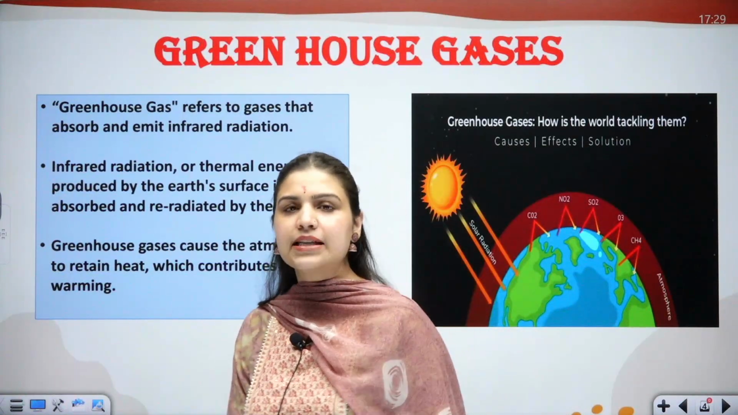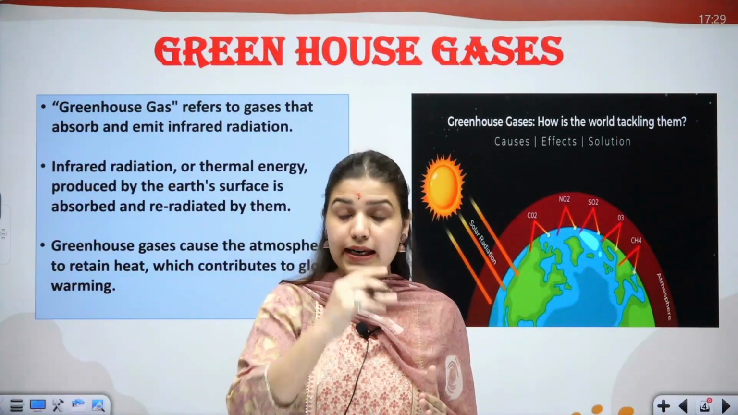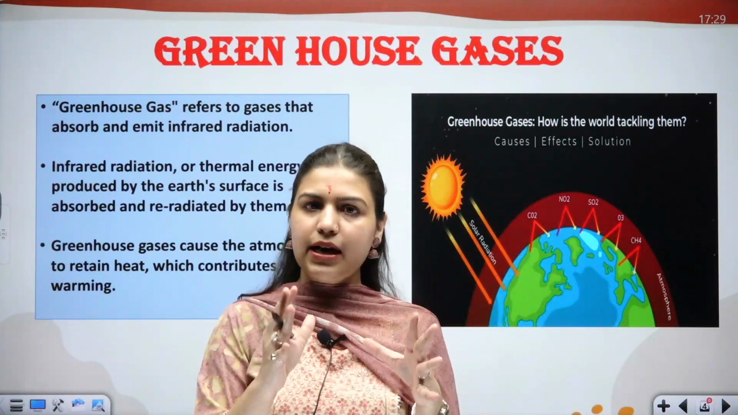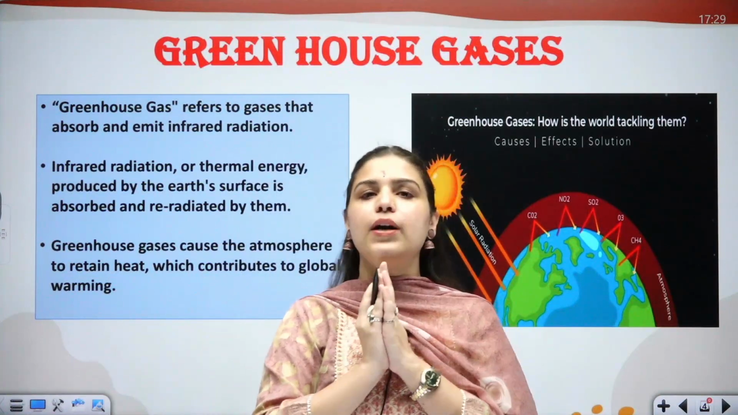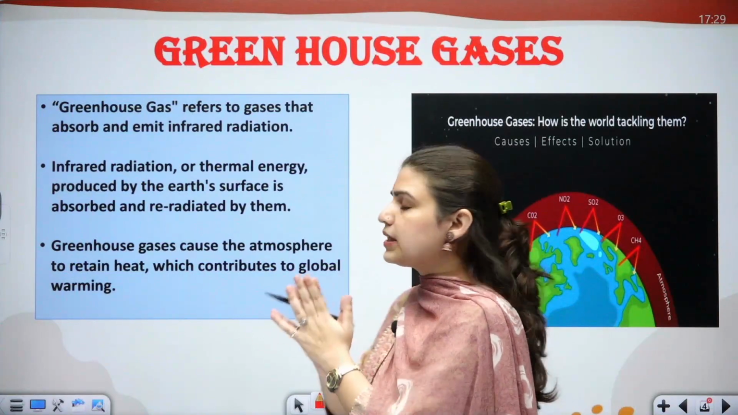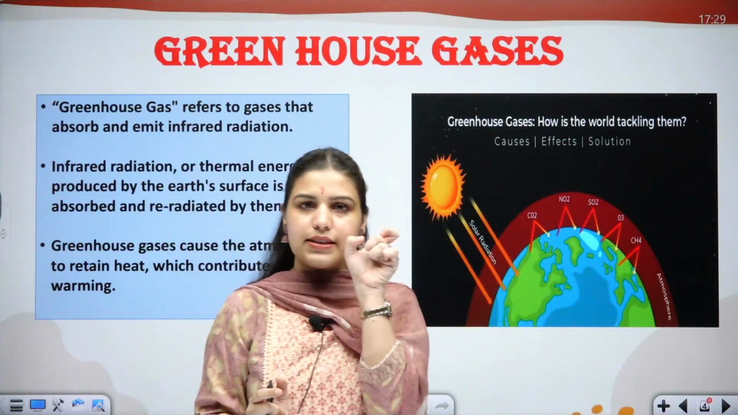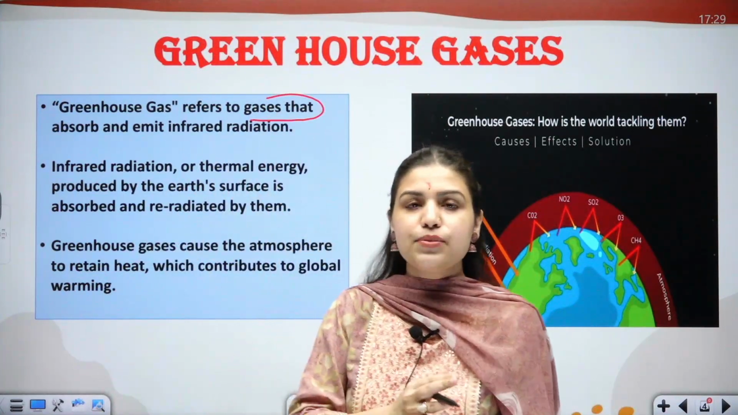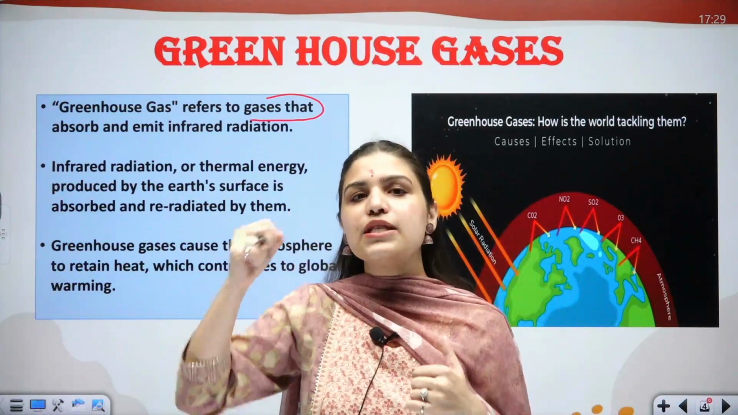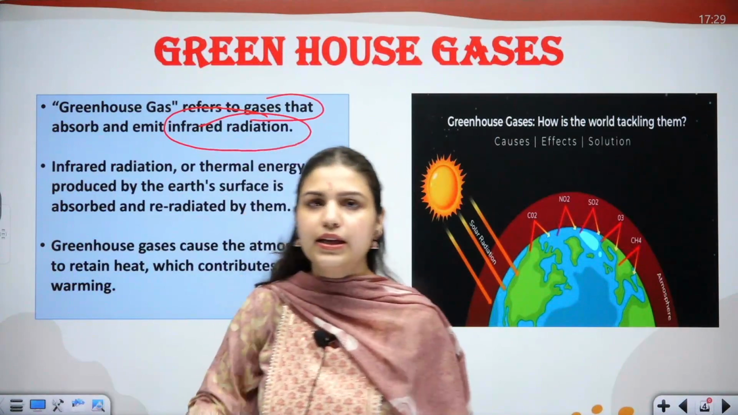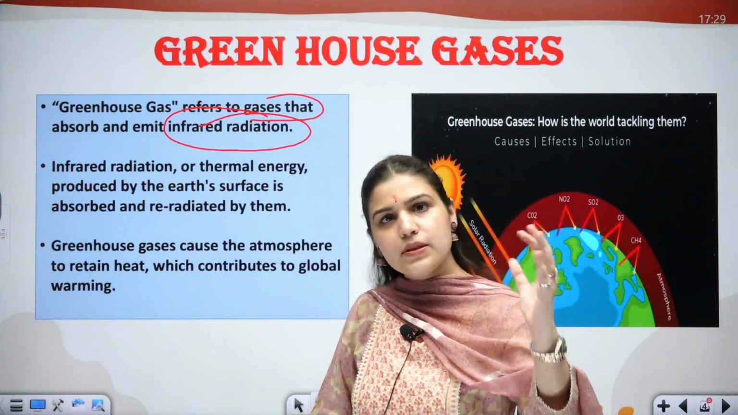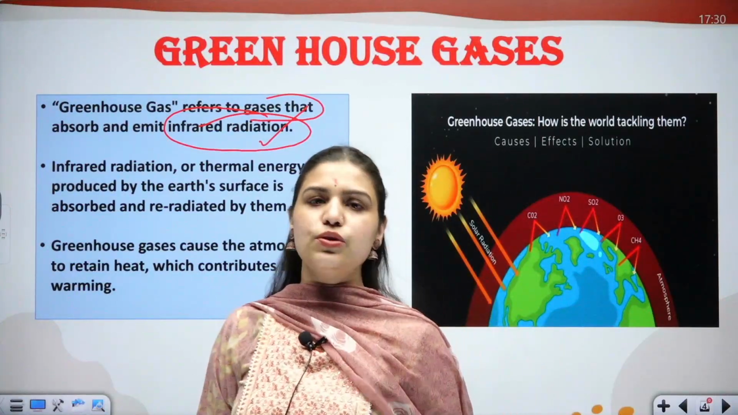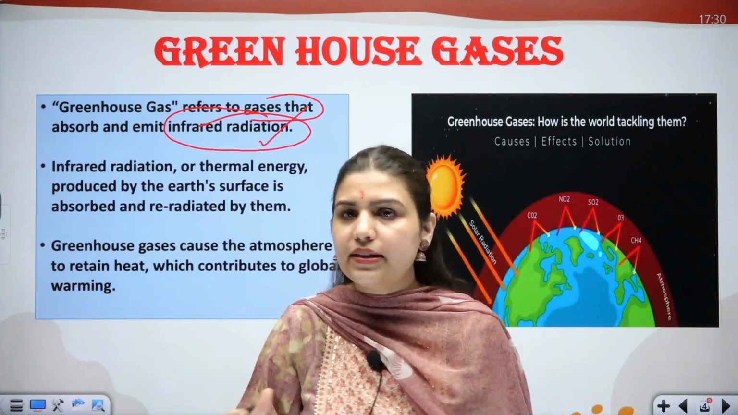Now let's start with the lecture, which is about the greenhouse gases. We'll be learning about the different greenhouse gases. First of all, we will understand what greenhouse gases are. It is necessary to understand the definition of greenhouse gases. In one simple sentence, greenhouse gases refer to gases that absorb and emit infrared radiation. They do both: they absorb some part of it and emit some part of it. So these are the gases that have the potential to absorb as well as emit infrared radiation.